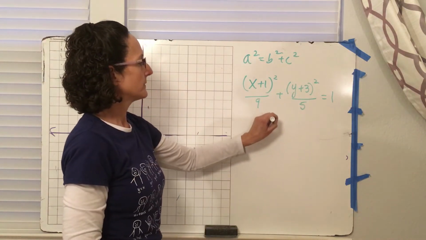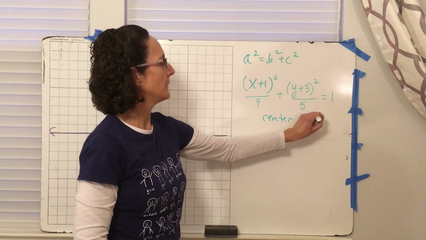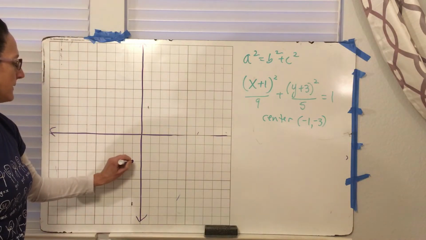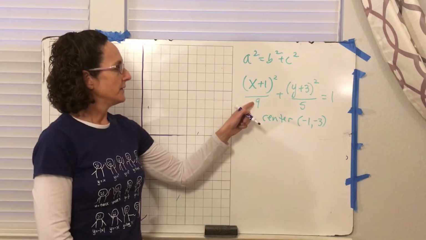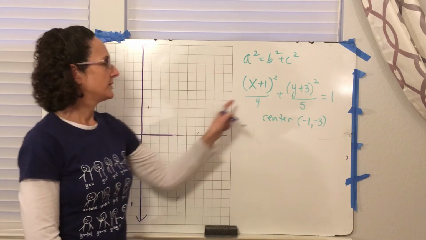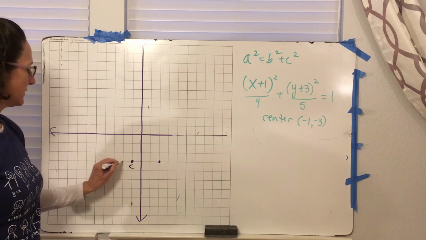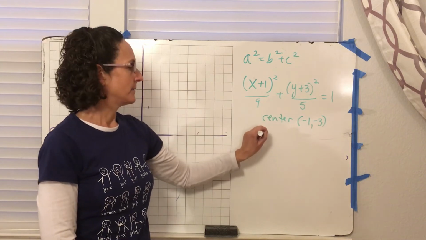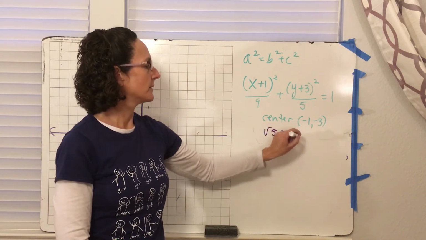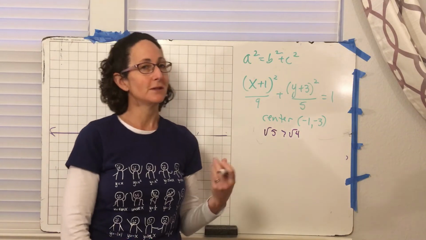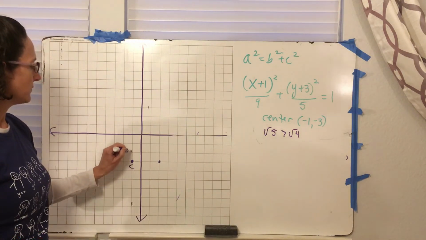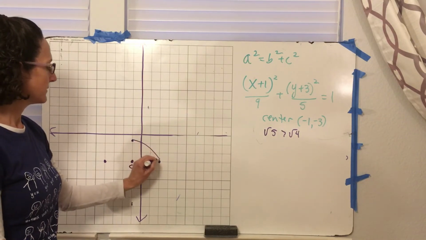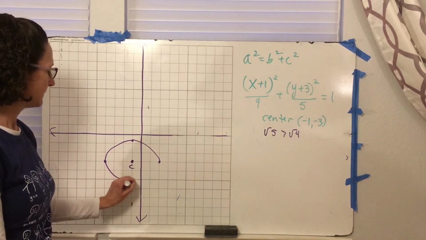Remember, the first thing you always want to do is find the center. The center is the opposite of x, the opposite of y. So go ahead on your graph and plot (-1, -3). That's my center. Underneath the x is a 9, so I go 3 in each direction, 1, 2, 3 in the x direction. Underneath the y is the 5, so root 5. Root 5 is just a little bigger than root 4, which of course is 2, so root 5 is about 2.2. In the y direction, 1, 2.2-ish, and the same the other way. Then just do your best. As soon as you have those points, you can go ahead and draw an ellipse.